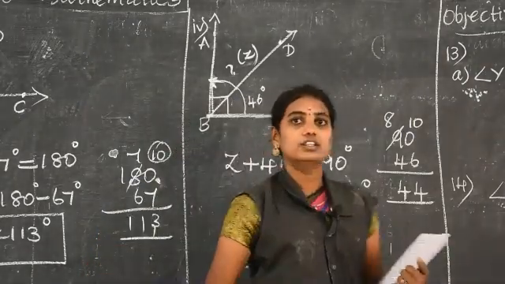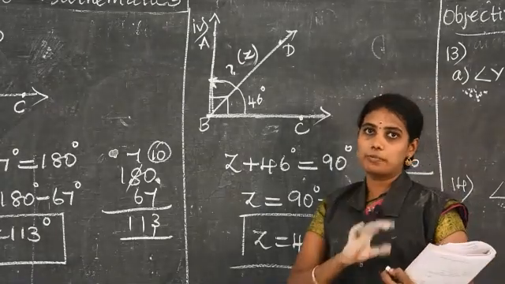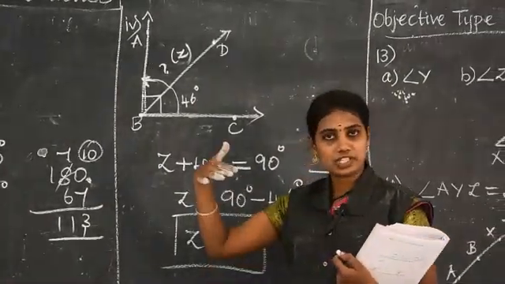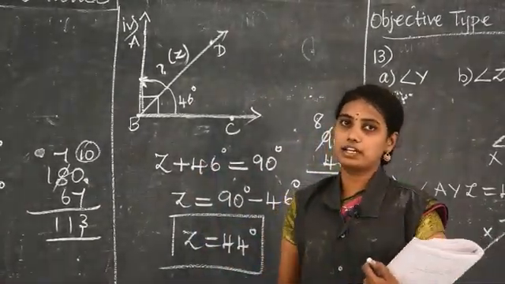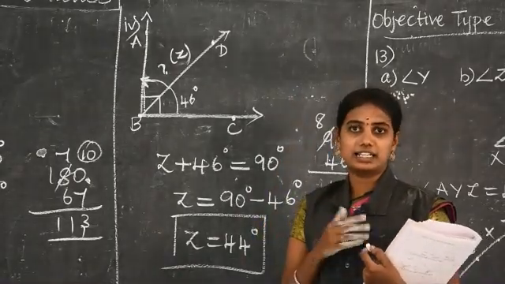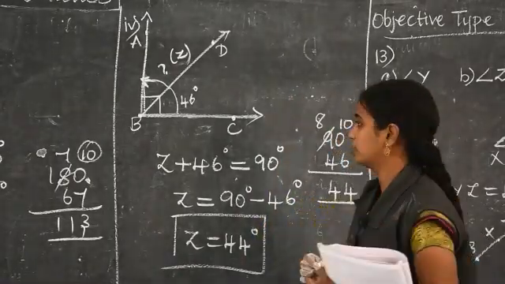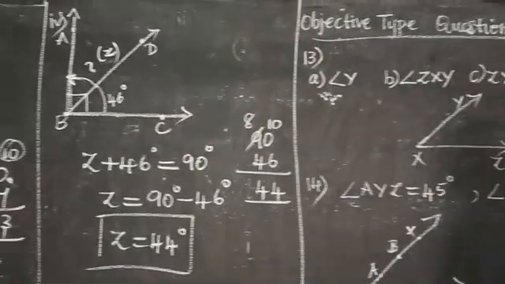Clear everyone? So find out whether it's complementary or supplementary. If you have a straight line, it is supplementary. If you have a right angle, that is 90 degrees. Clear? Next, objective type question.